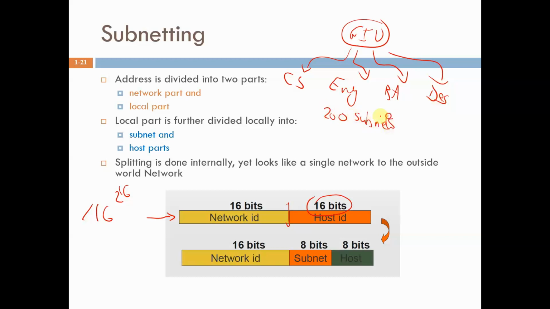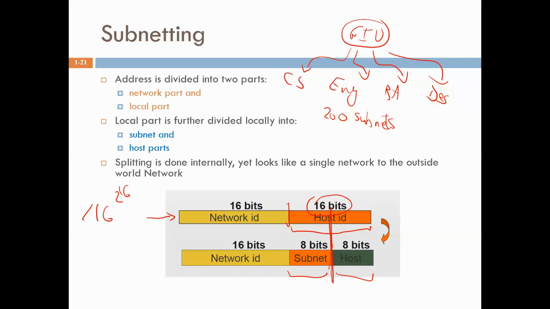Okay. Again, I will do the same exercise. How many bits do I need to represent 200 subnets? I will find that I need 8 bits. So I can actually take this part, which is the 16 bits dedicated for the host, and divide it even further. I will take, for example, 8 bits of that, okay, and I will create internal subnets in my network. And the remaining part will be the host per subnet.